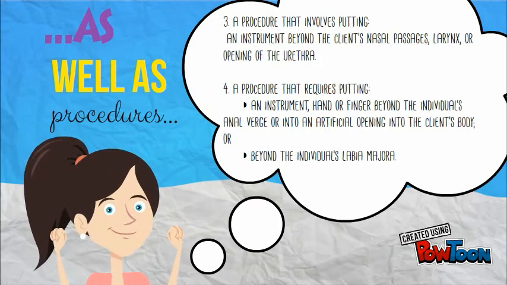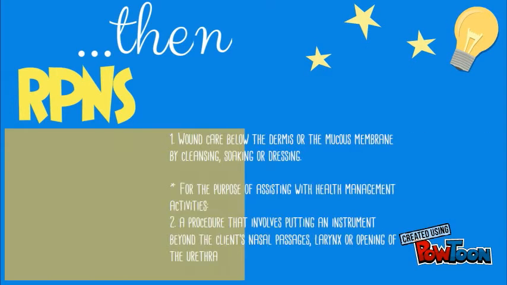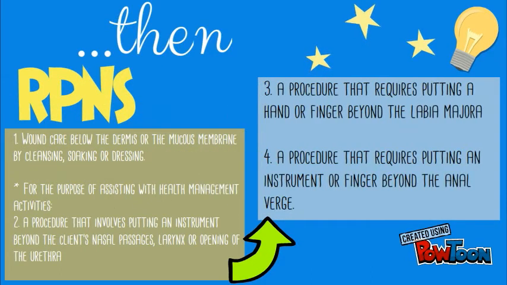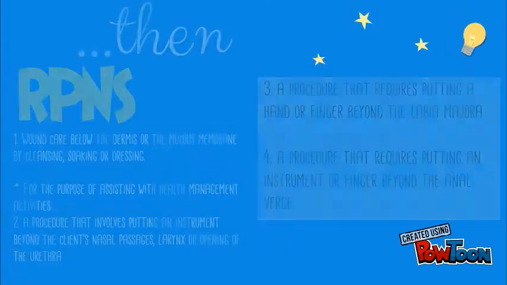On the other hand, RPNs can initiate wound care below the dermis or mucous membrane by cleansing, soaking, or dressing, and for the purpose of assisting with health management activities, a procedure that involves putting an instrument beyond the client's nasal passages, larynx, or opening of the urethra, a hand or finger beyond the labia majora, an instrument or finger beyond the anal verge.